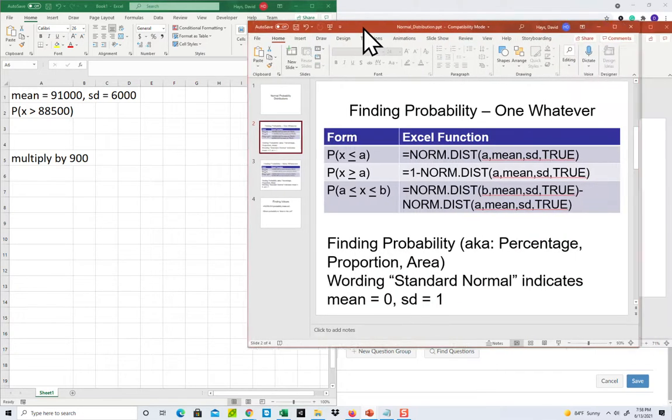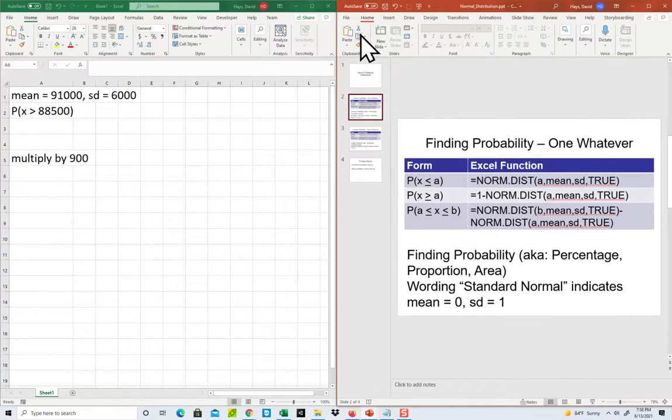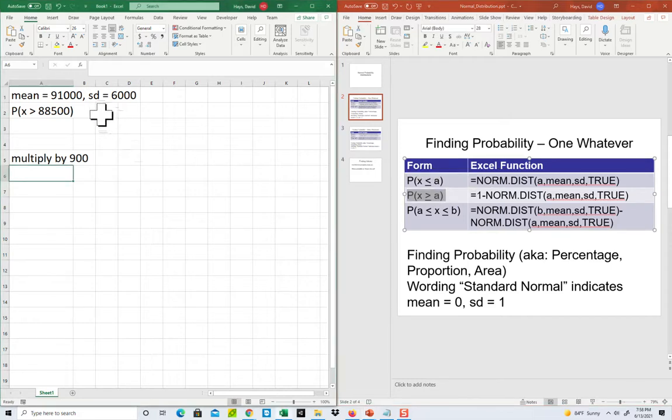And let's try it again. Okay. So greater than. That's my second one here. So A is whatever follows the greater than symbol. So A equals 88,500. And we'll be plugging in this right here.